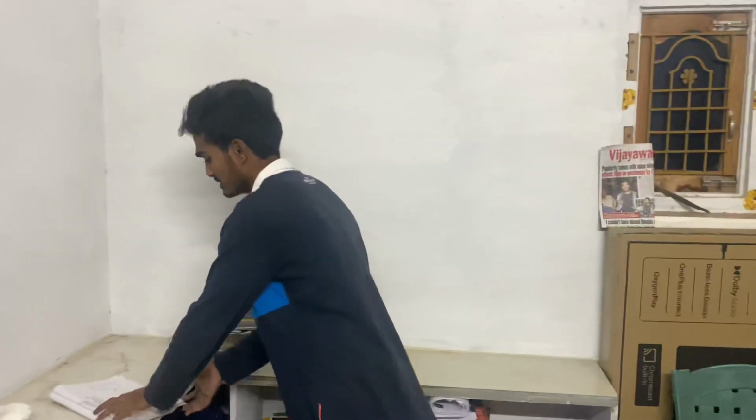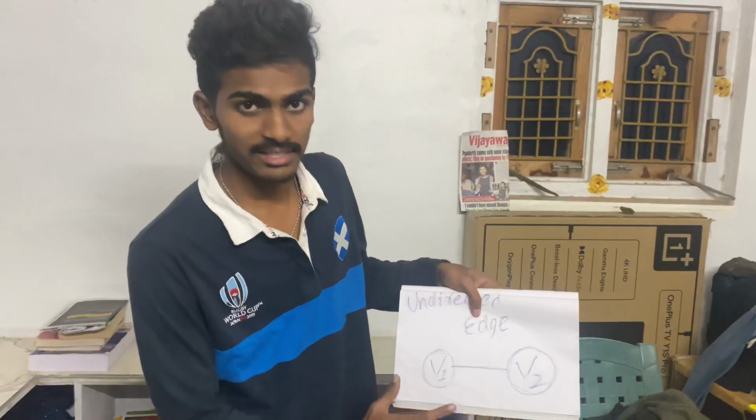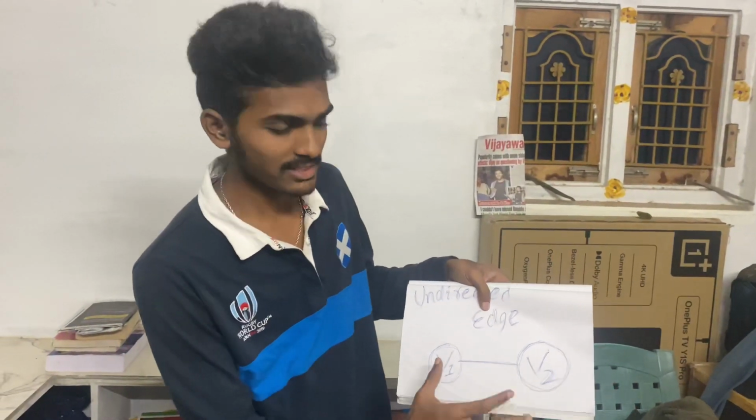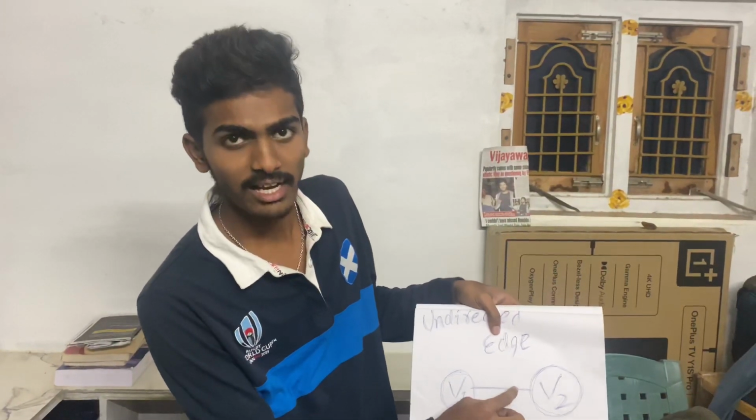See, the next edge is the undirected edge. Here, this is a bidirectional edge. There is no direction between the vertices. Let me show you an undirected edge example. See, this is an undirected edge. Here V1, V2 are the vertices and this is the line between V1 and V2. This is the undirected edge.